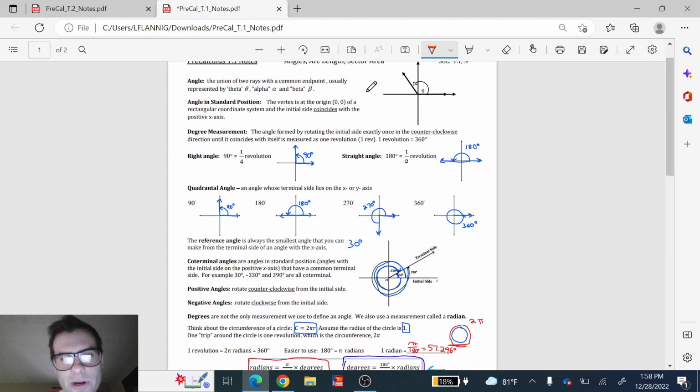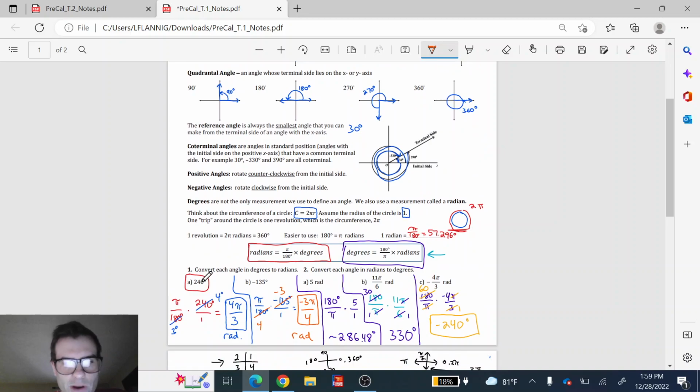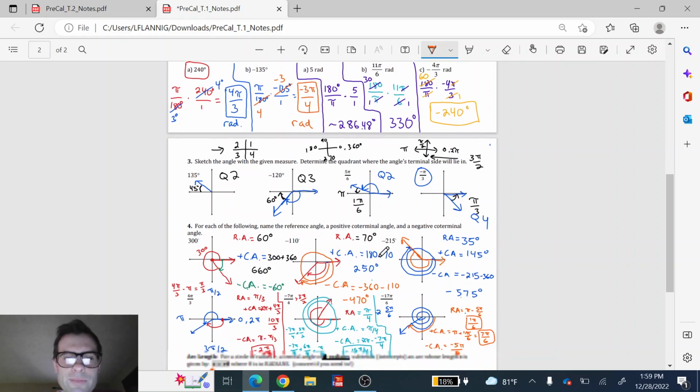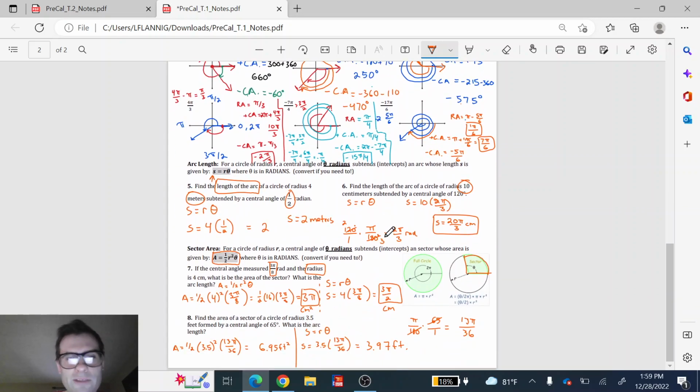So quick review. We went over what degrees meant, what the normal degrees were. We went over how to convert from radians to degrees and degrees to radians. Figured out how to find the terminal side, what quadrant it would lie in. We learned how to find the reference angle, positive coterminal angle, and the negative coterminal angle. We learned how to find arc length as well as sector area. Good luck, do your best, and I will see you for the next video.